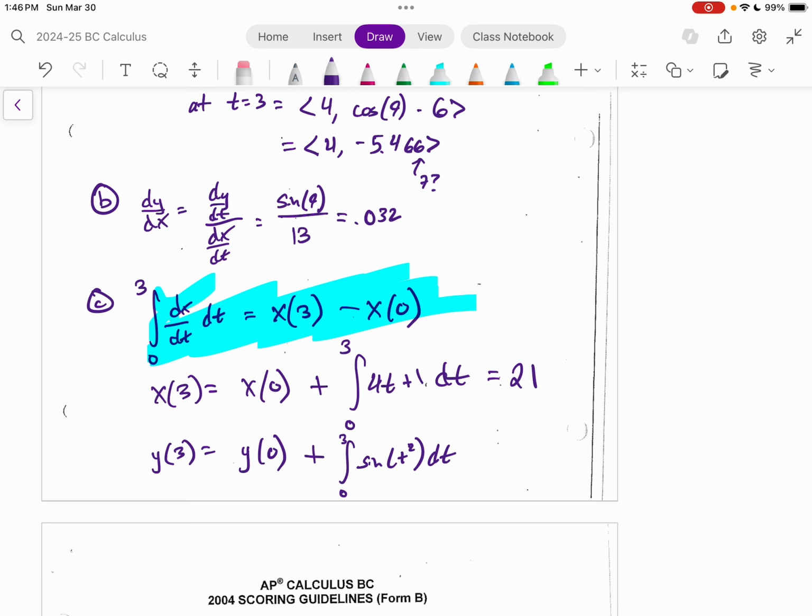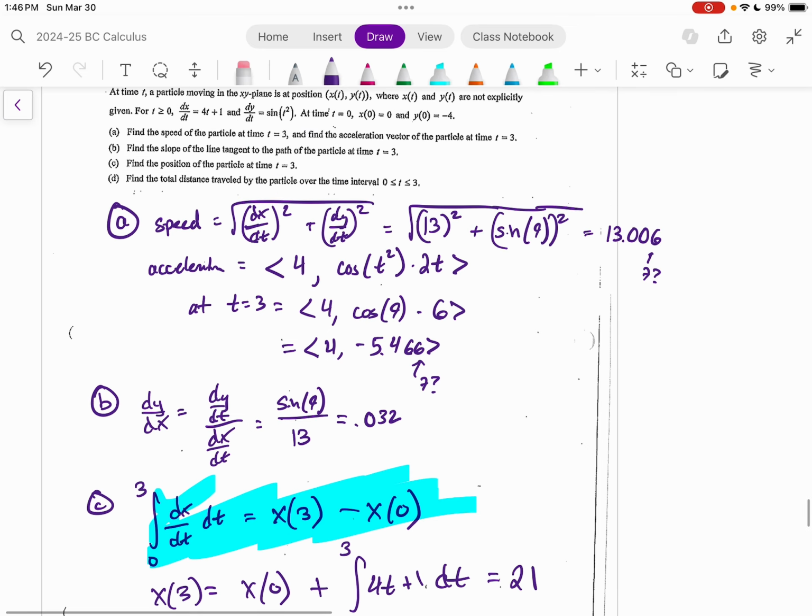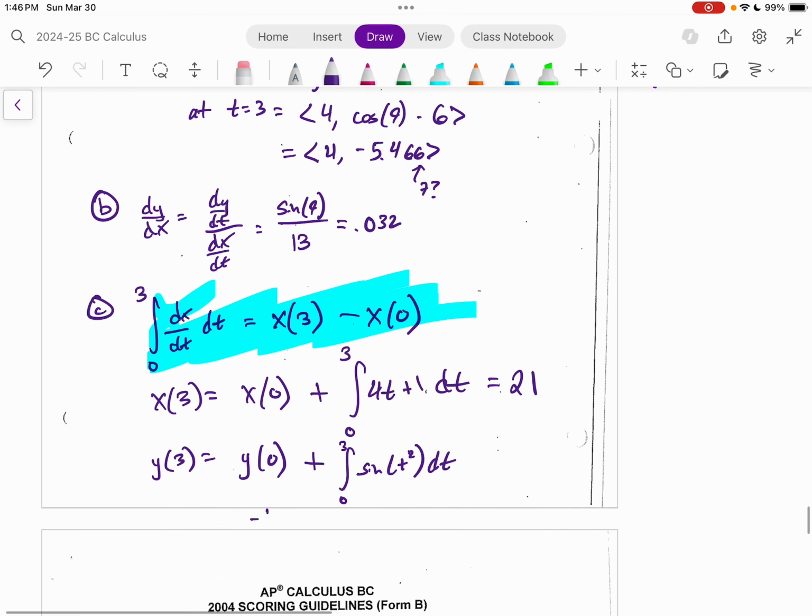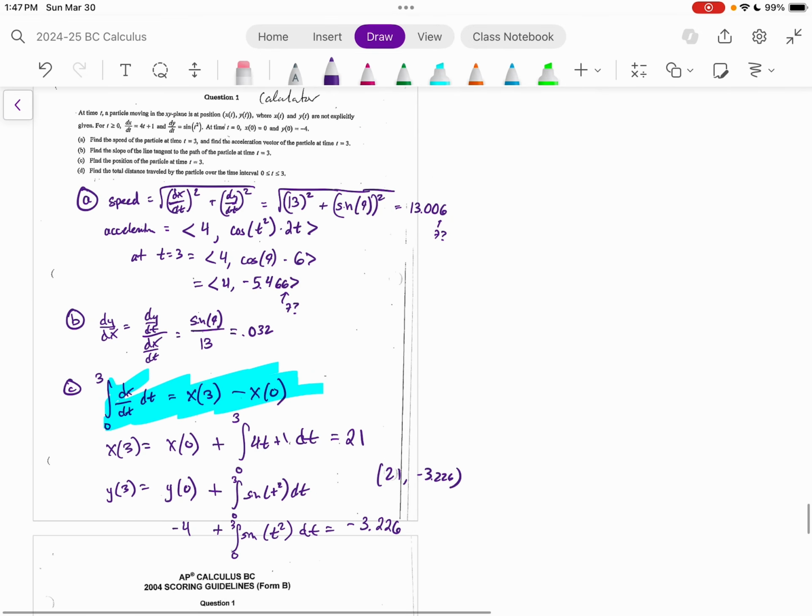Okay, this is a job for Desmos. And y of 0 is negative 4, I think. Right, so it's negative 4 plus this thing, which again we'd use Desmos for, and we get negative 3.226 or something. Right, so the position is 21 comma this thing. Okay, that's not so bad.